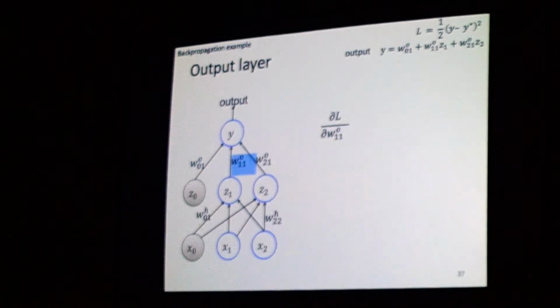Now, let us look at partial L over partial W110, the weight on the edge in the middle. How do we calculate that?